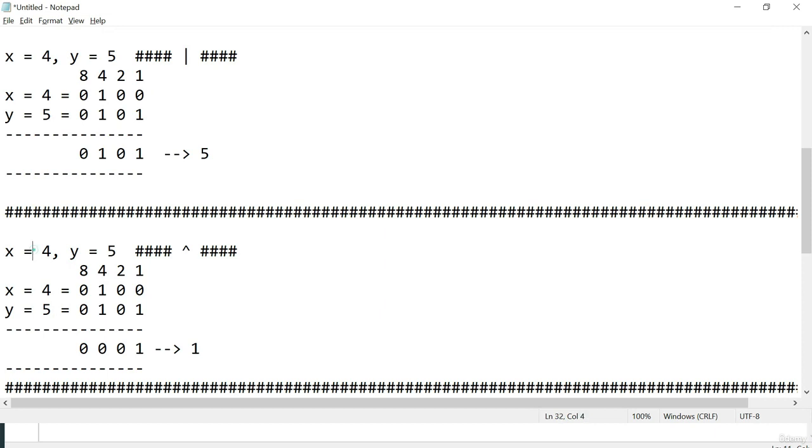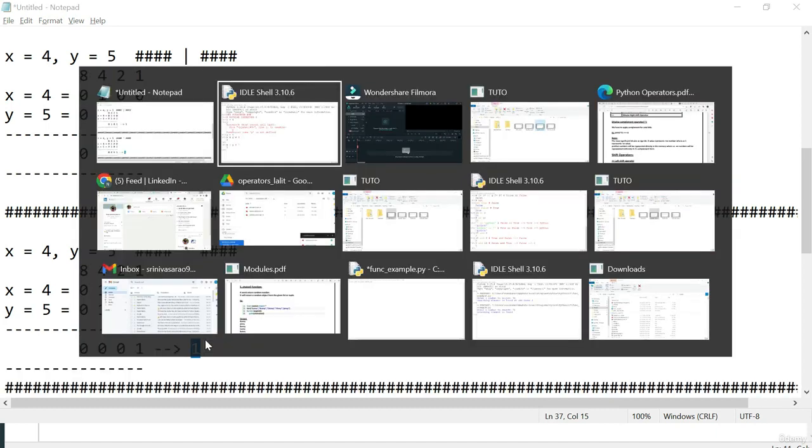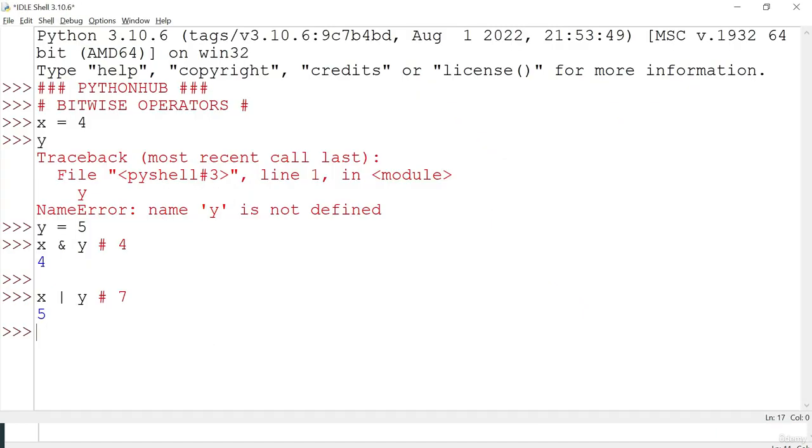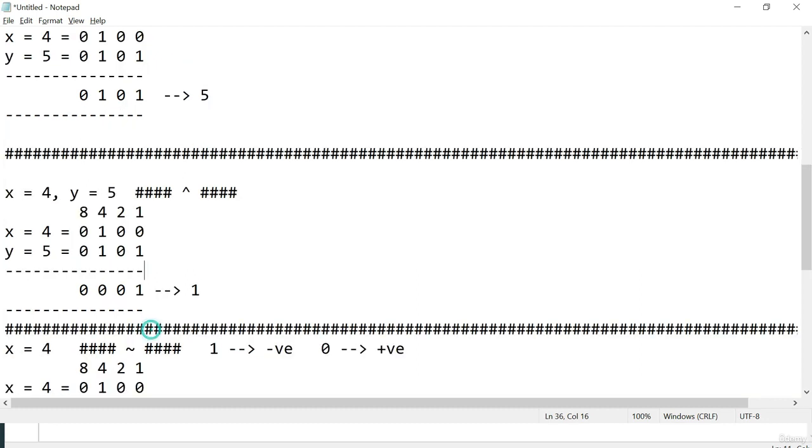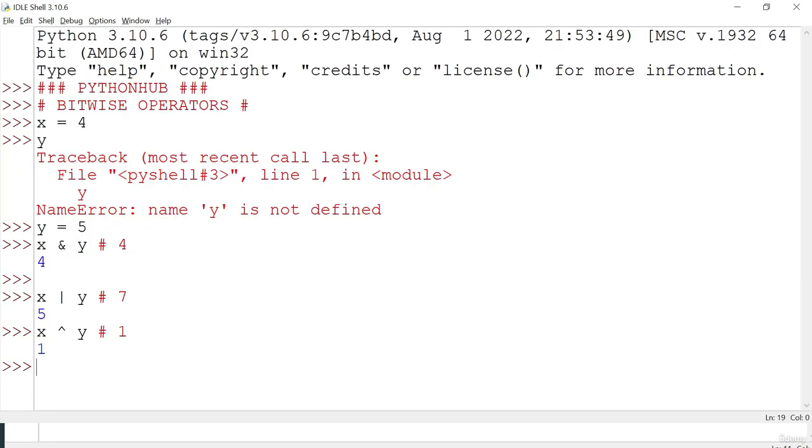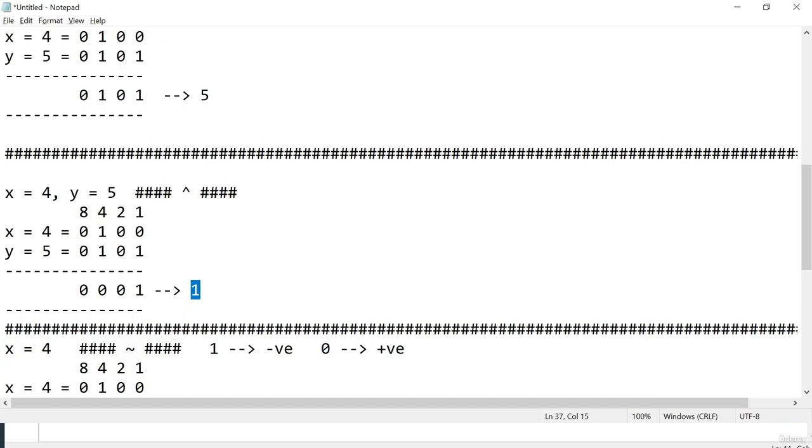Next is the XOR operator. If we do it manually, what did we get? 1. So let us see if we are getting the same thing or not. With x and y, if we do it manually, the output we got is 1, right? The same way we got 1 when we applied it in the IDE, but internally all the things which we did manually are happening.